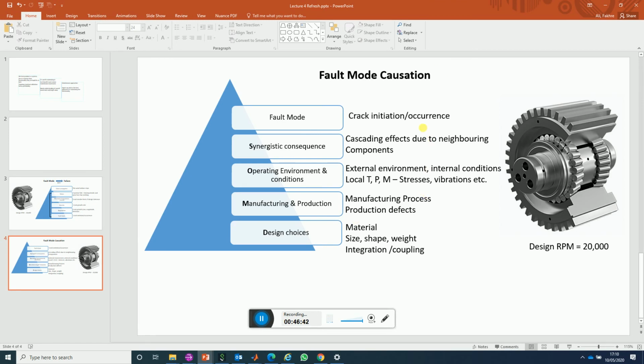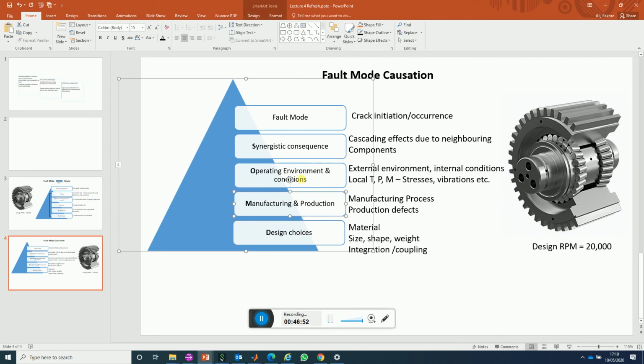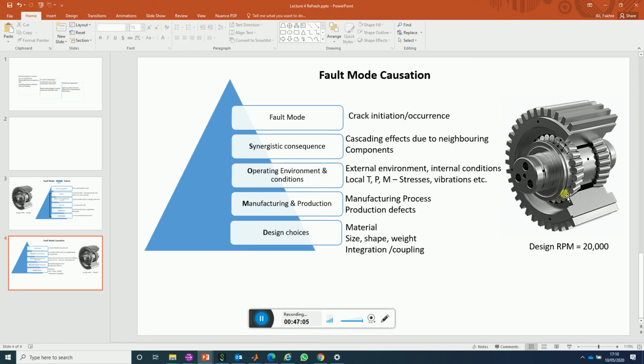Yeah, so for example, in this simple scenario, let's say everything is fine in terms of design and manufacturing, but we notice some concerns over operating environment temperatures. We notice high vibrations, and the data suggests that the gearbox is suffering from high temperatures and high vibrations.